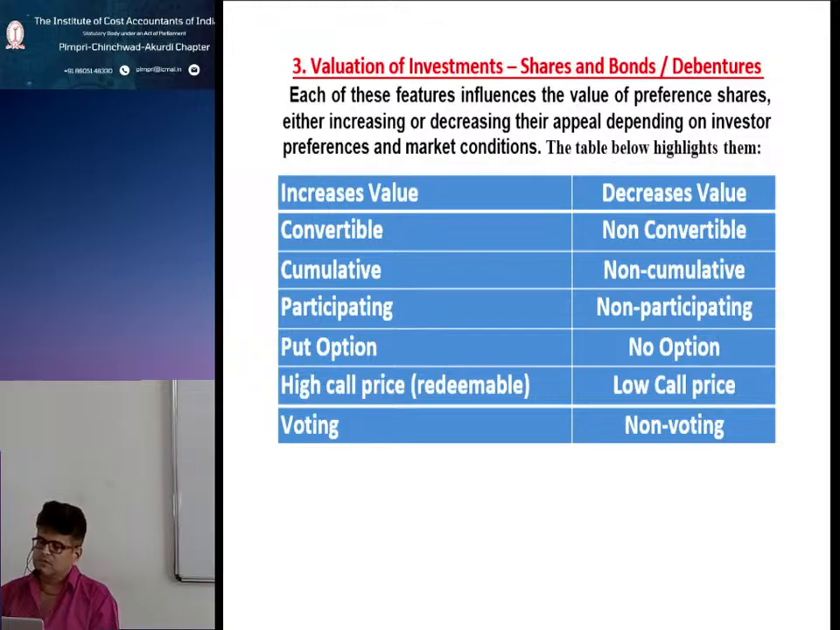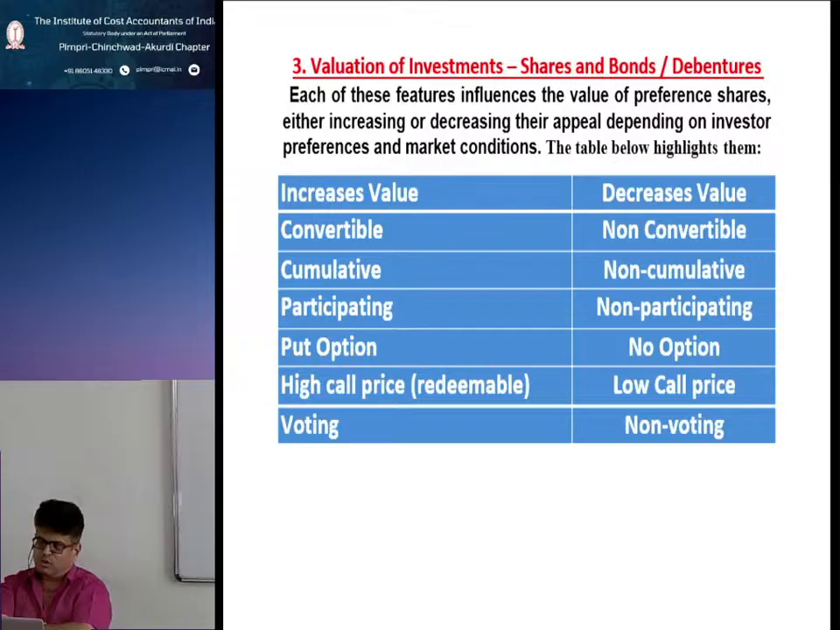Each of these features of preference shares influences their value, either increasing or decreasing their appeal depending on investor preferences and market conditions. The table below highlights them. This table is from the study material itself. You can see what increases the value and what decreases the value. If the preference share is convertible into equity shares, then it increases value. If it is non-convertible, then it decreases the value. If the preference shares have cumulative dividend, it increases the value.